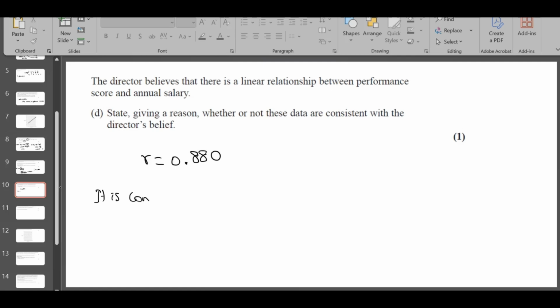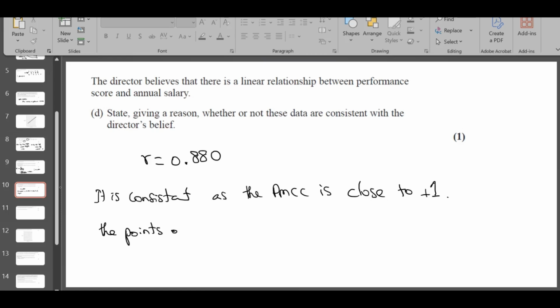It is consistent, as you can write the PMCC is close to positive 1. That means strong positive correlation. Or you can write the points on the scatter diagram are close to a straight line. You can write this also, any one of these points.